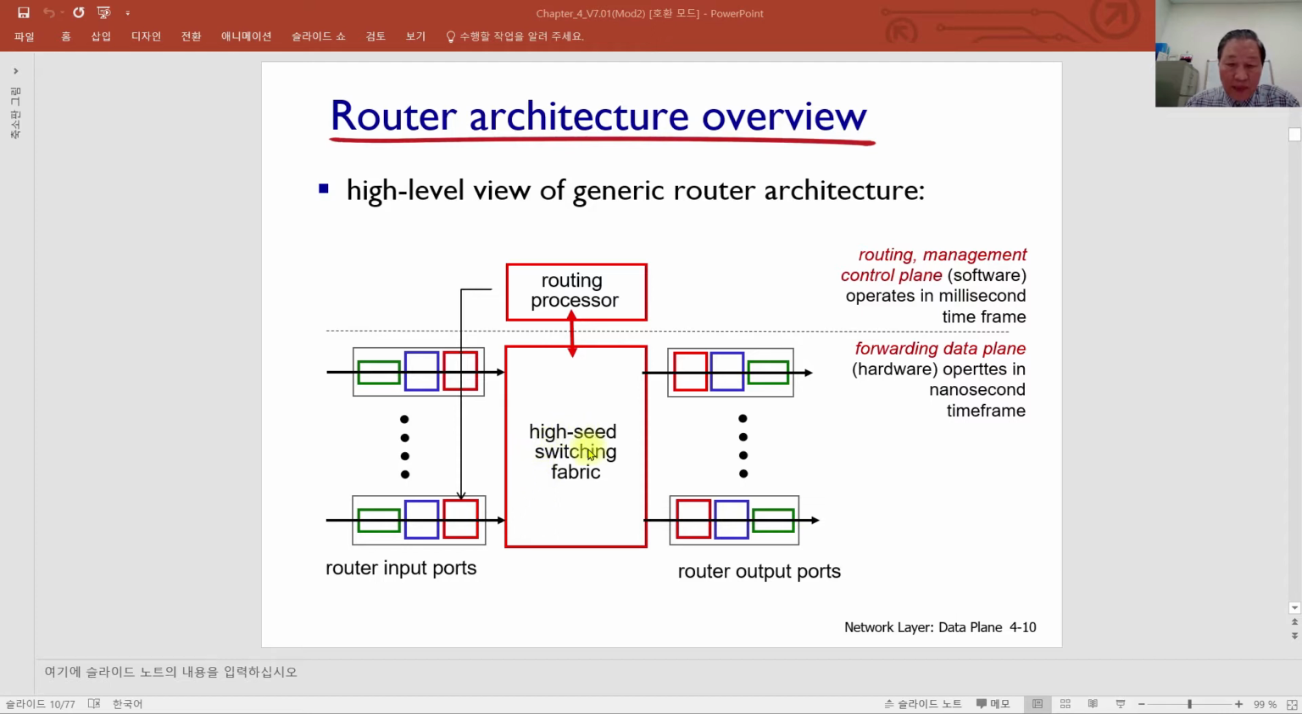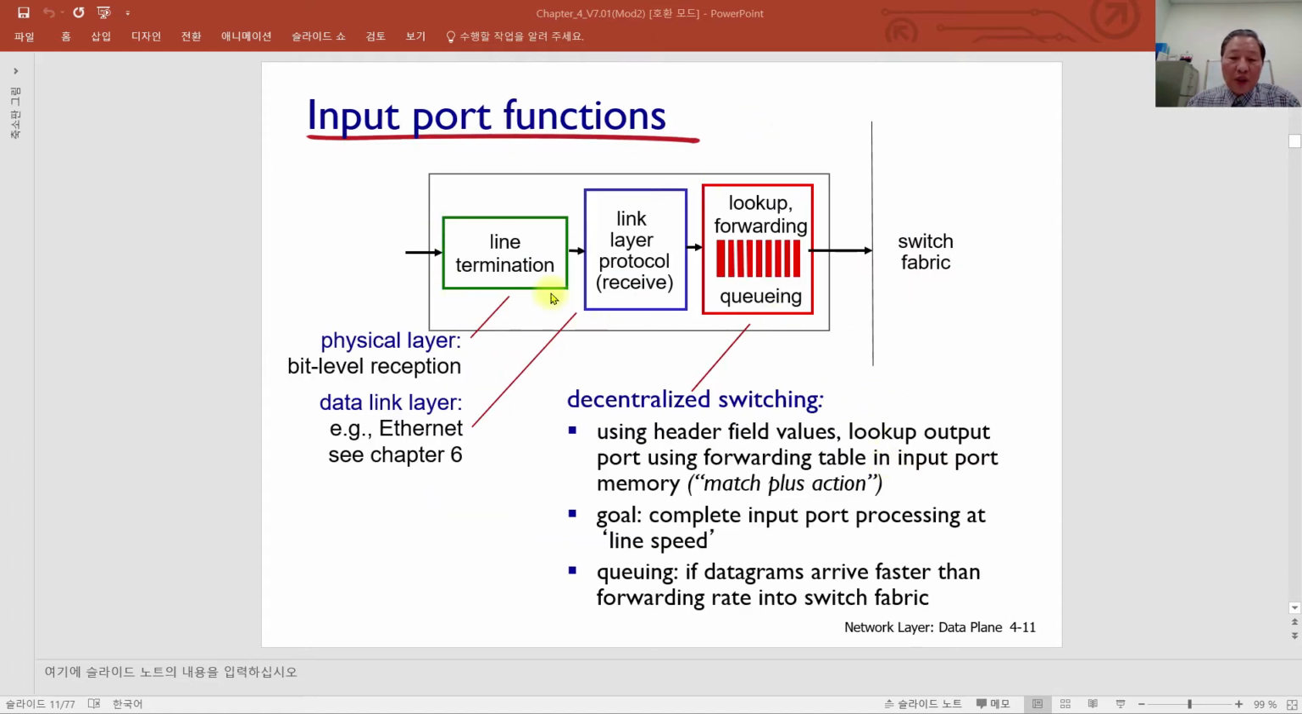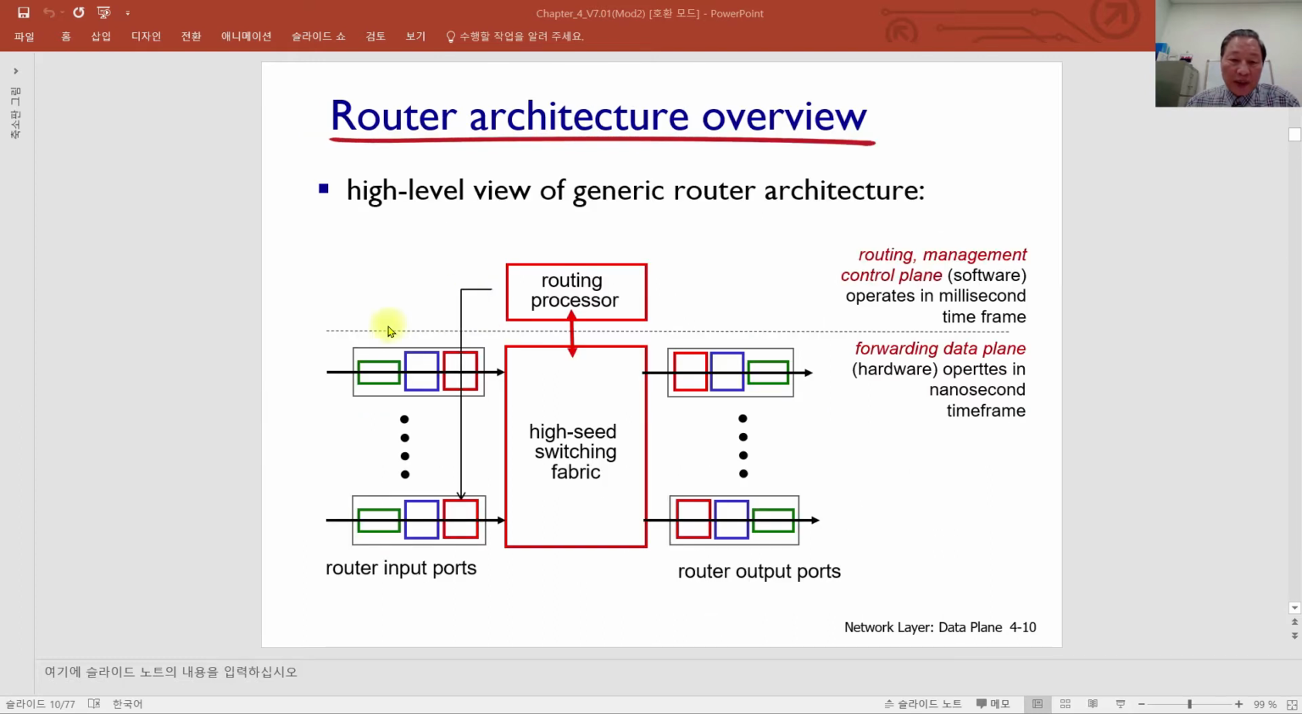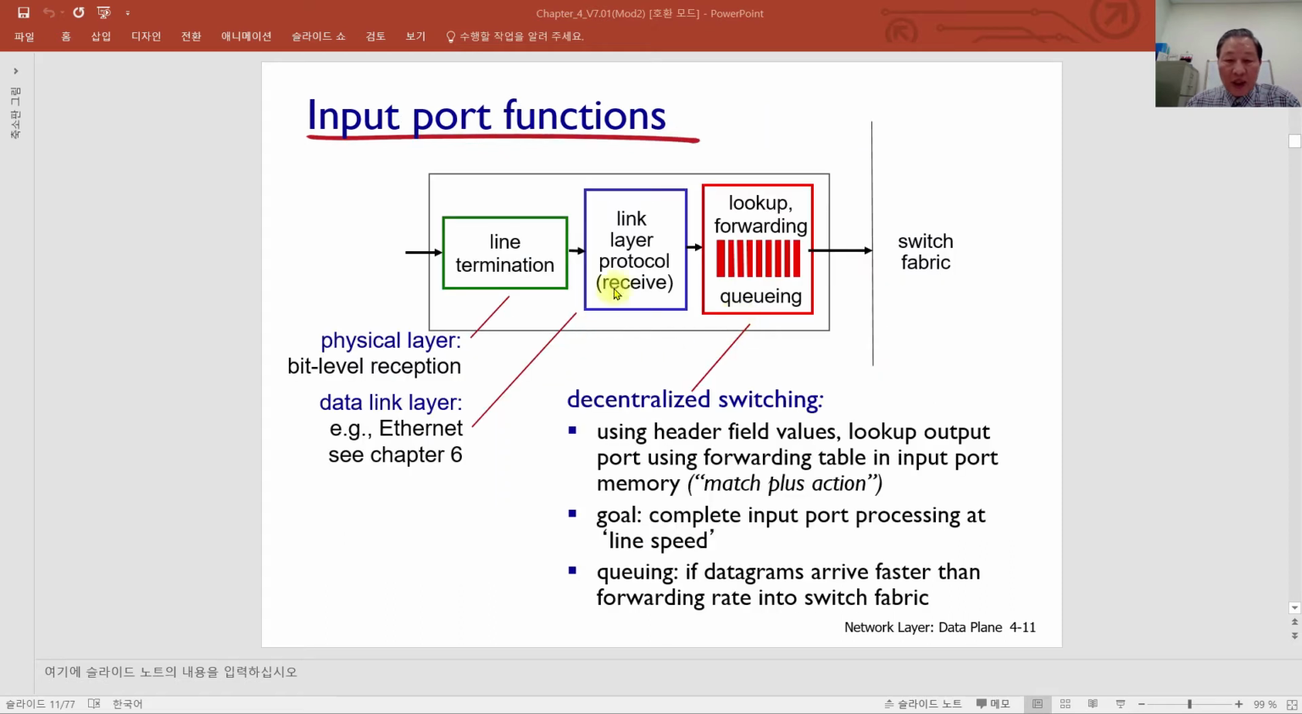This one is called high-speed switching fabric. This part is router input port, and this one is router output port. This is very simplified router's architecture. Let's focus on the left side, input port function, this part. We'll focus on this using this slide. This one is explained about input port functions. This is input port also.